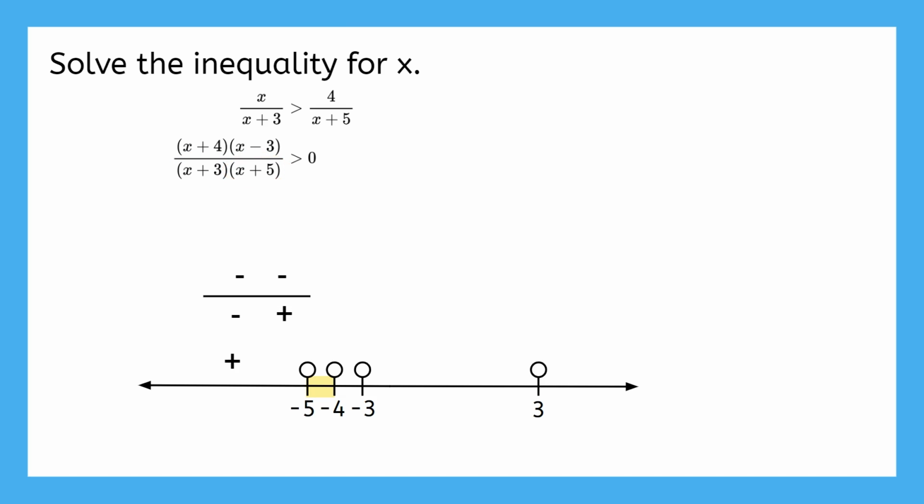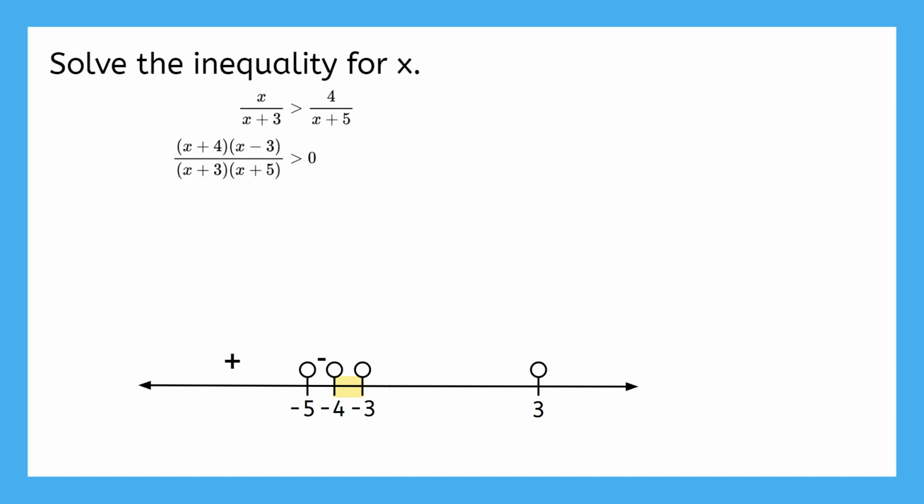Two negatives in the numerator multiply to make a positive number, and in the denominator, a negative and positive multiply to be a negative. A positive number divided by a negative number is a negative number. So let's go to our number line and mark that the numbers between negative 5 and negative 4 will all give us negative solutions.